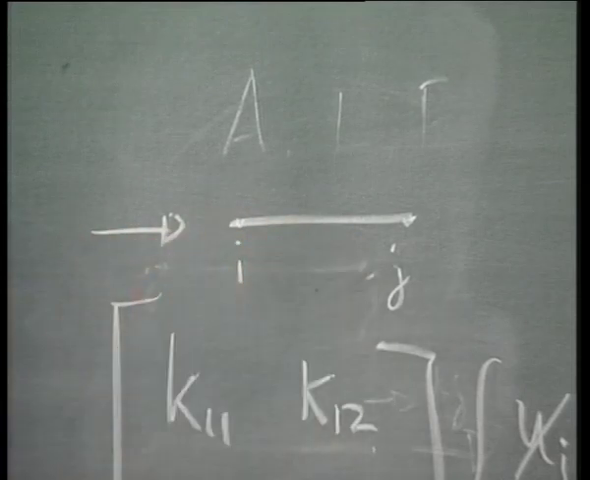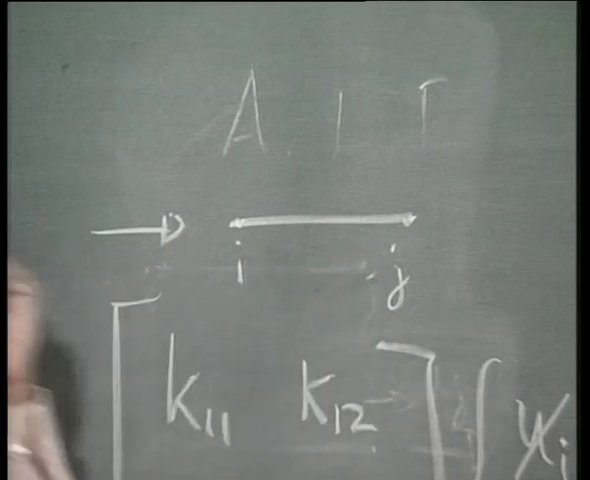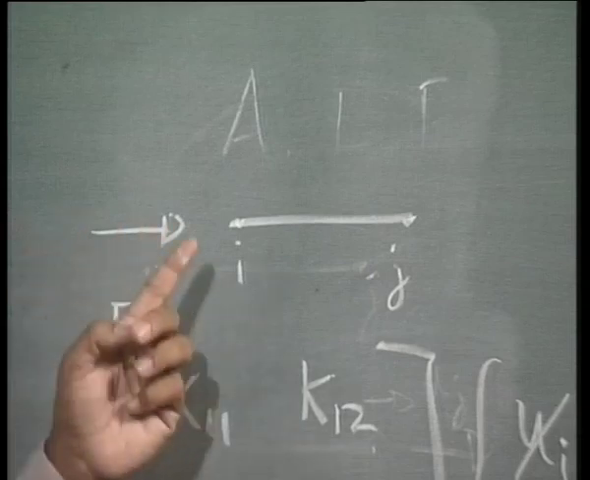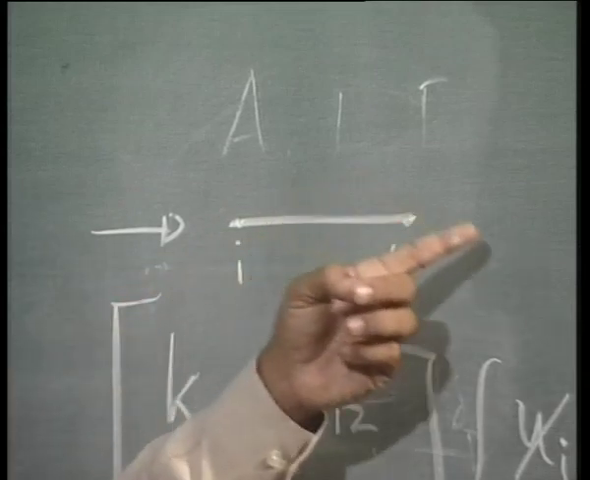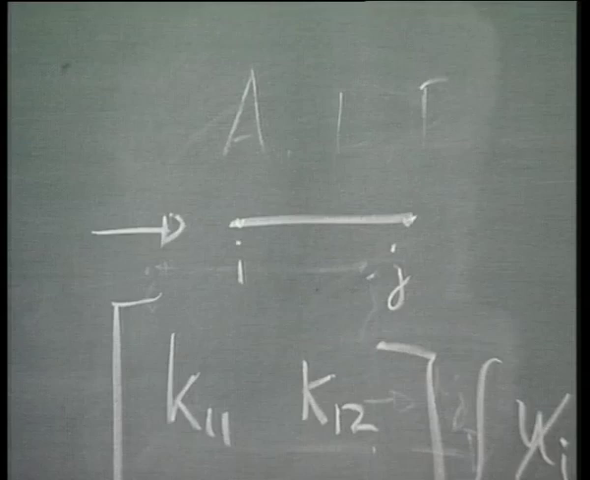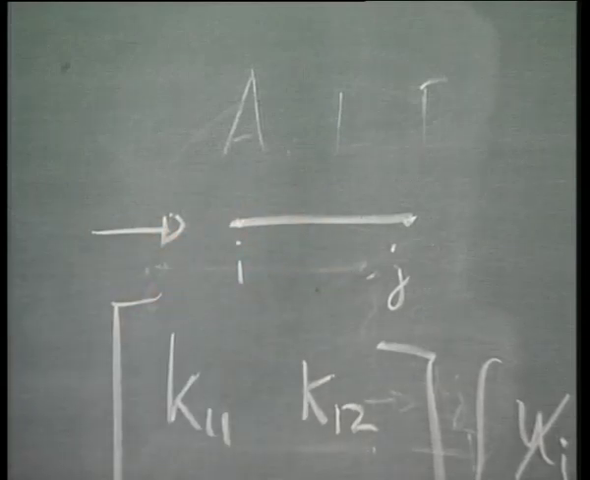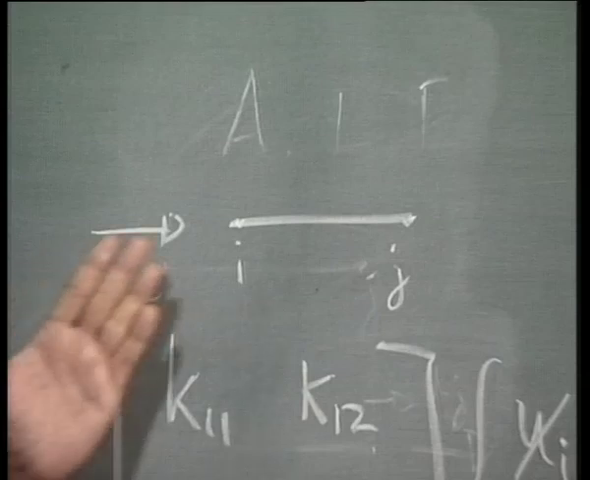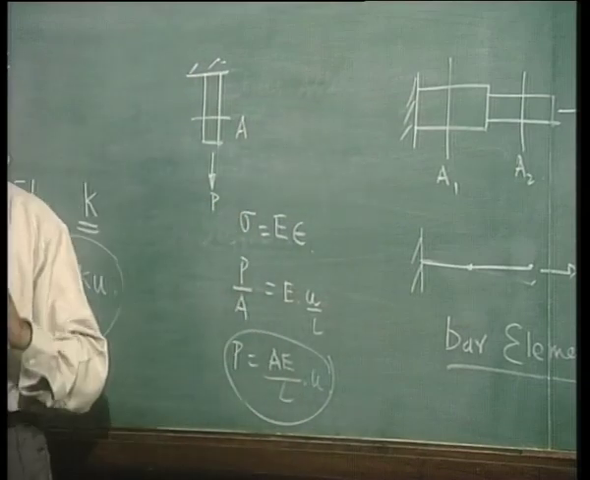So, there are 2 degrees of freedom, or in other words, if you consider each node, there is 1 degree of freedom. What do I mean by degree of freedom? It means that this particular node i can be displaced only in the x direction and j can be displaced in the x direction. So, as an element, this has 2 degrees of freedom, 1 degree of freedom per node. Is that clear?